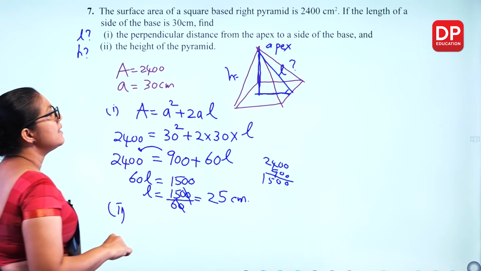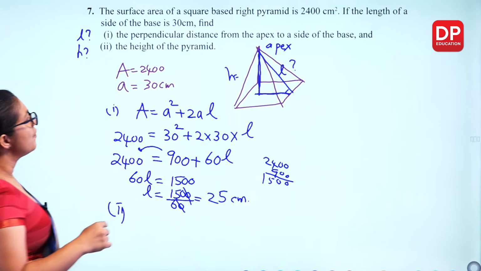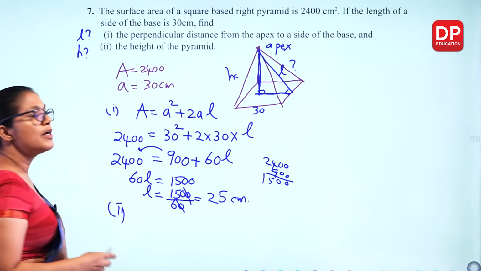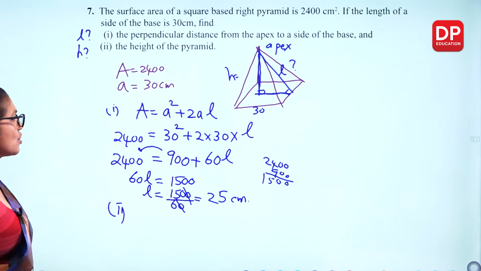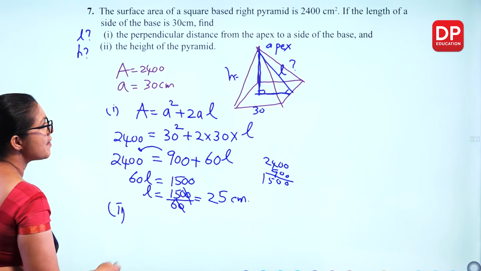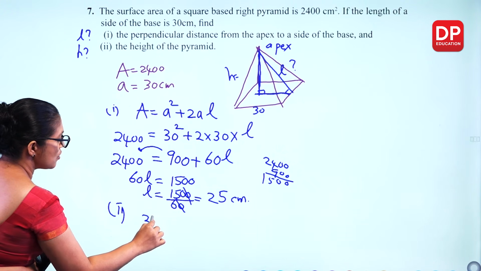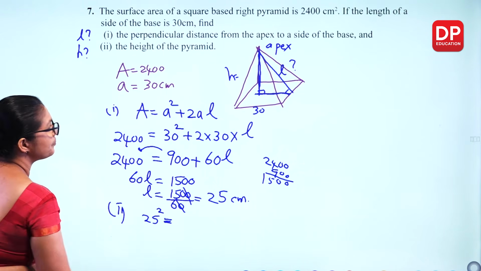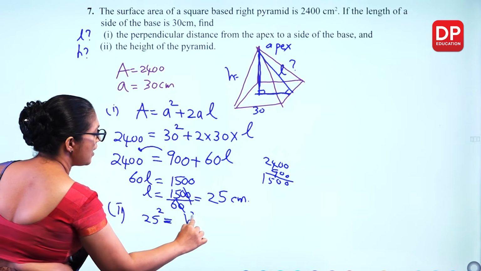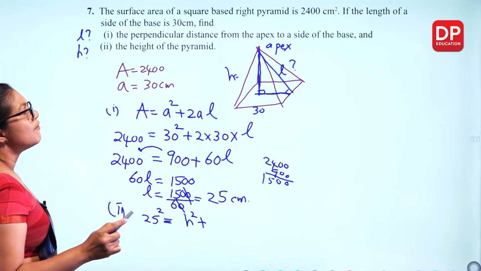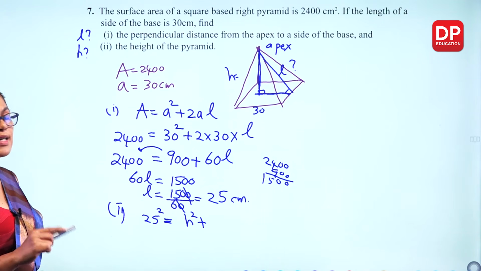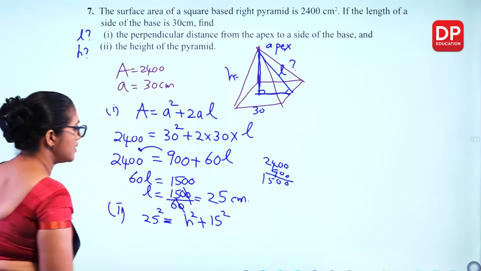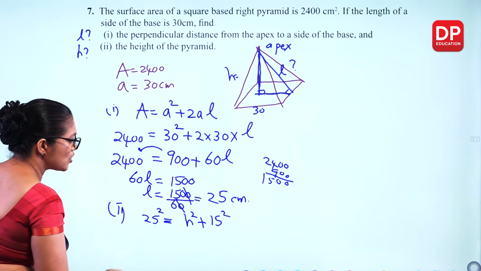We found L and we know the length 30. So again you can use Pythagoras theorem to find out h. So use Pythagoras theorem. L squared, 25 squared, is equal to h squared plus, what's the distance there? 30 divided by 2, 15. So 15 squared. So solve for h.